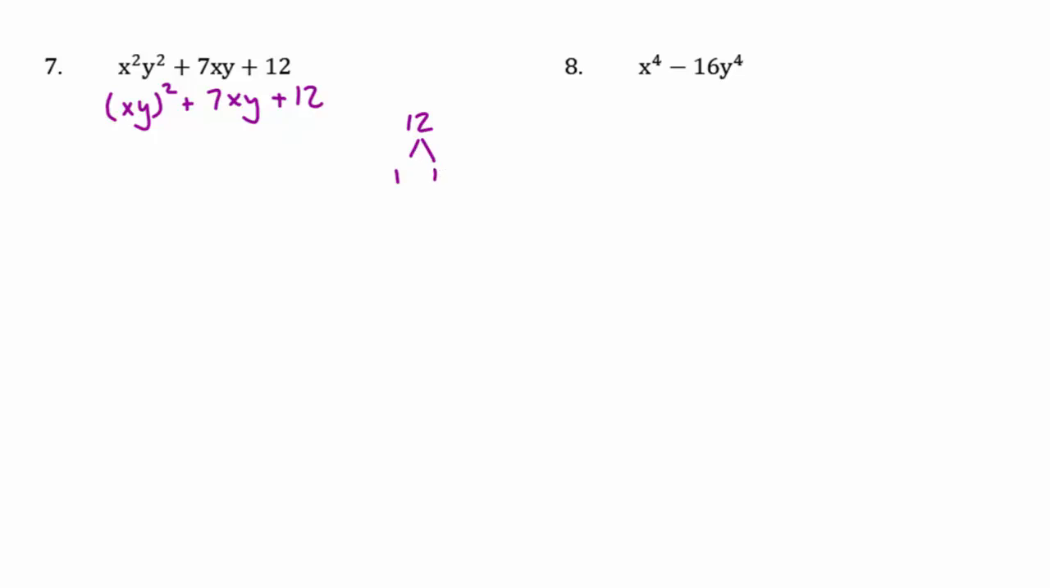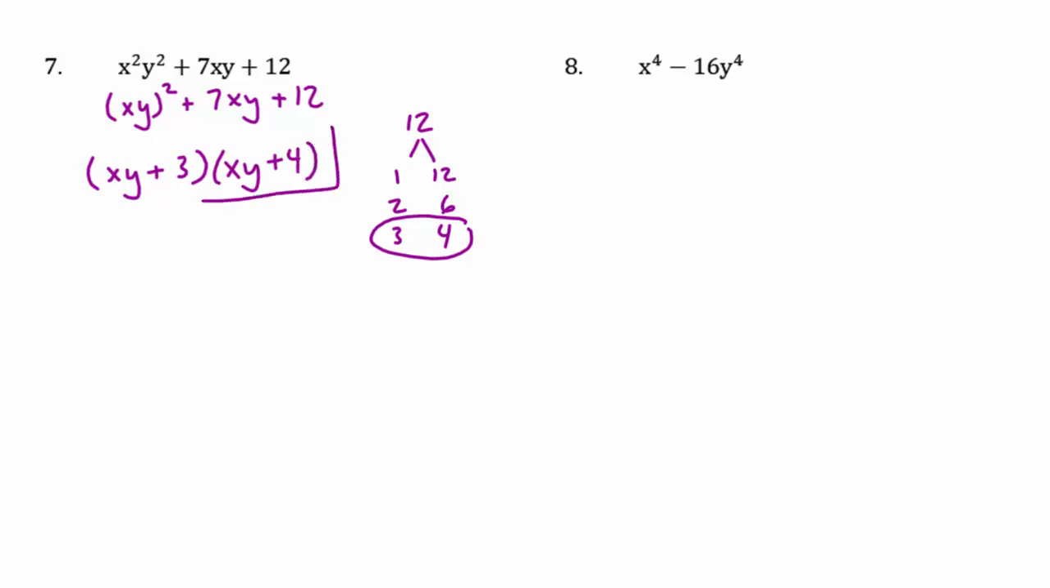I see 1 and 12 won't work. 2 and 6 won't work. Oh, but 3 times 4 does. So therefore we'll have xy plus 3 times xy plus 4. And that's our final answer there.